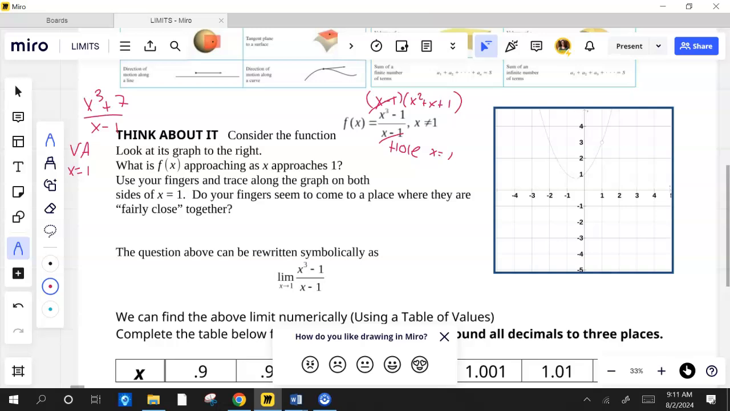As x gets closer and closer to 1, what value does the graph get closer and closer to? What if I come in from the other way? What if I trace the graph in this way? What am I getting closer and closer to? 3. That is what we call a limit. So this is how we write it. The limit as x approaches 1, written on one line with the approach below it, of this function.